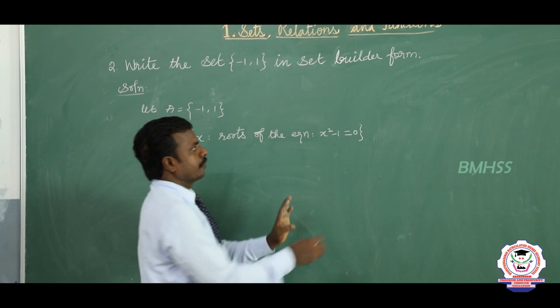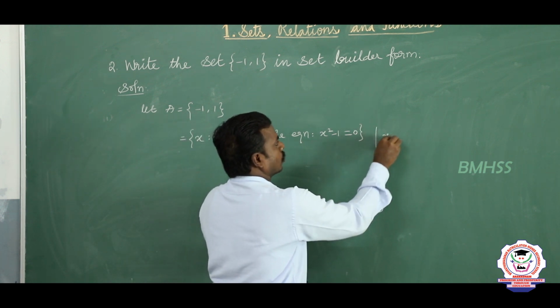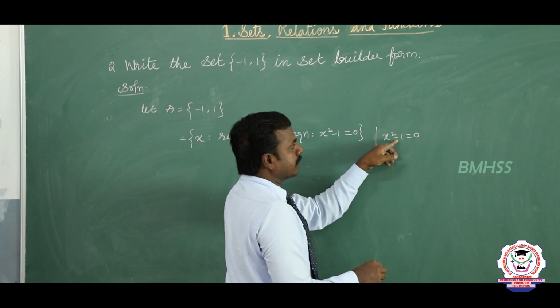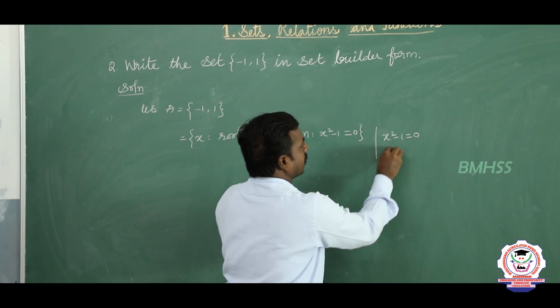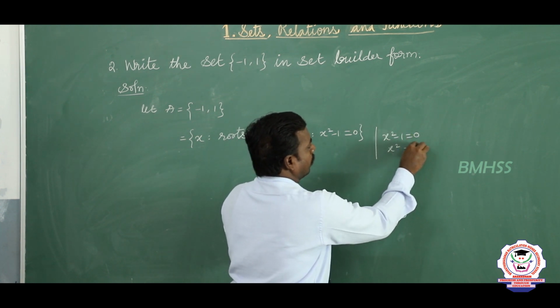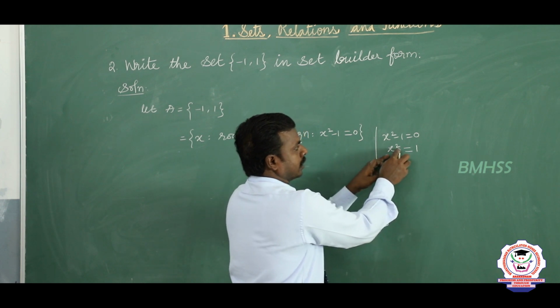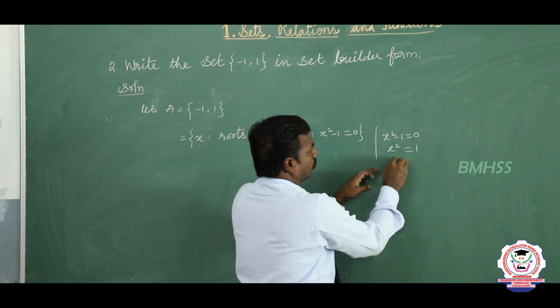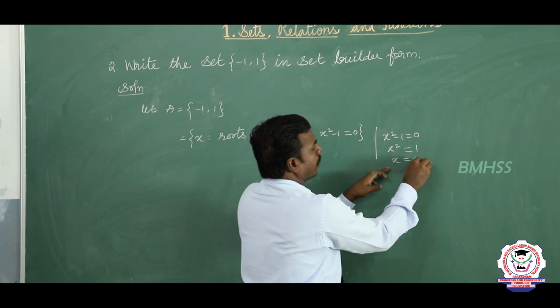Listen, very simple. If you find this, x square minus 1 equal to 0. If you want to take this minus 1 to the right hand side, it will change as x square equal to plus 1. So I want to cancel this square. Take square root on both sides. So x equal to plus or minus 1.